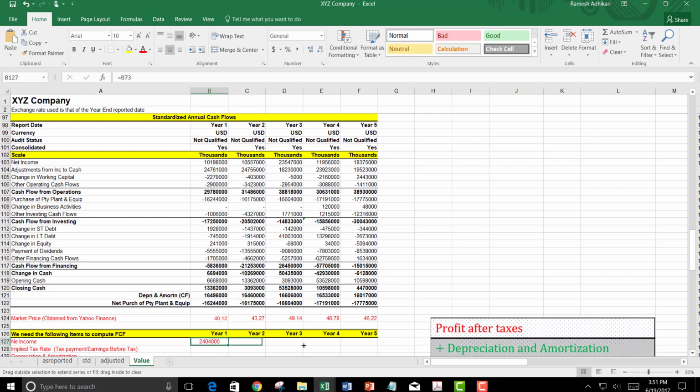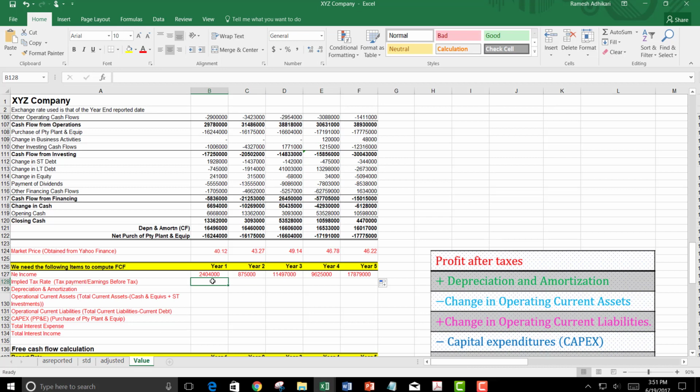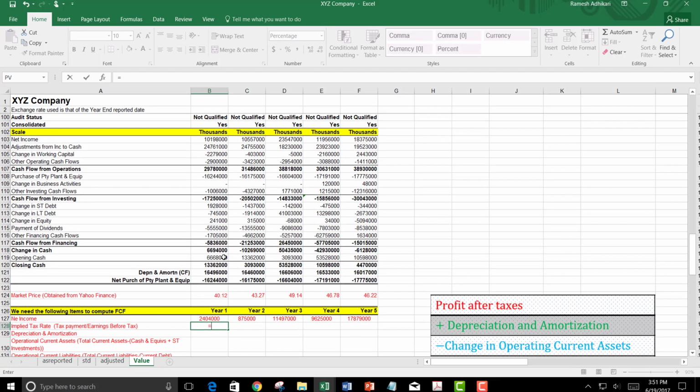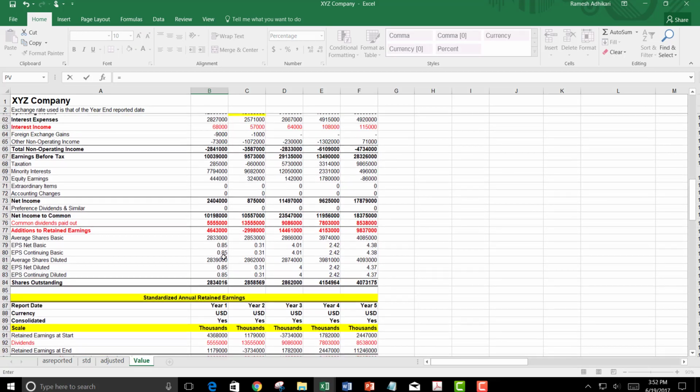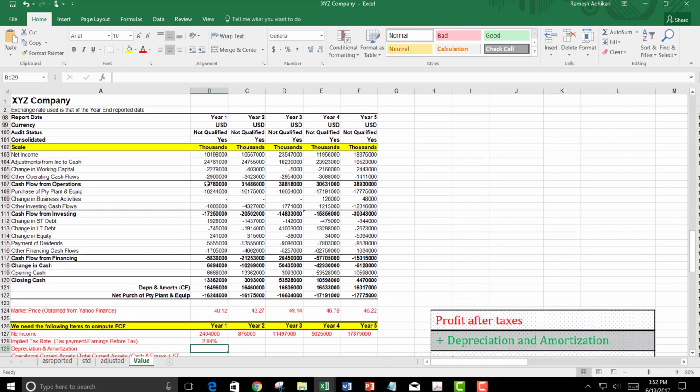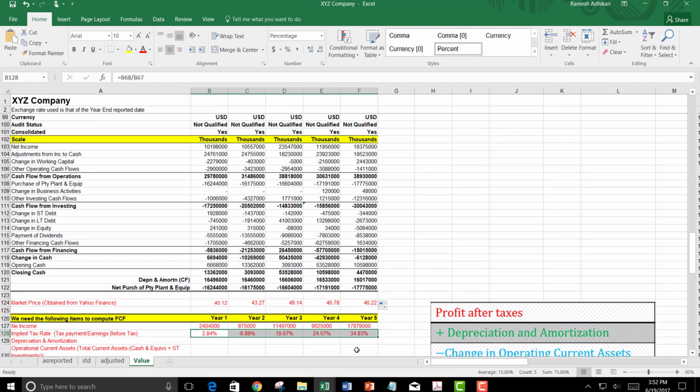So once you have your net income, next is implied tax rate. Remember, we need to compute after tax interest payment on debt and after tax interest on cash and short-term investment. That's why we need implied tax rate. How do we compute implied tax rate? Implied tax rate is basically tax payment over earning before taxes. Again, we can compute this from our income statement, right? So in your income statement, you have tax payment and your earning before taxes, and that gives us the implied tax rate. So I can compute this for all years.